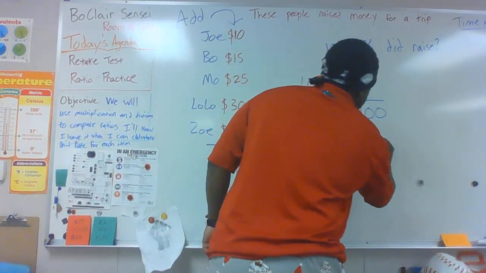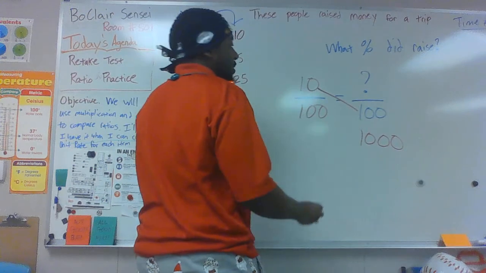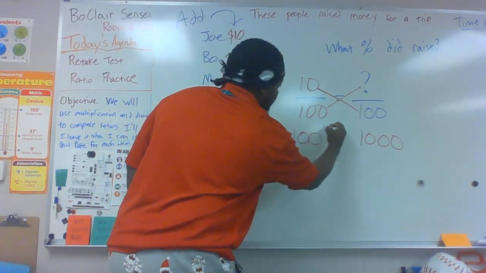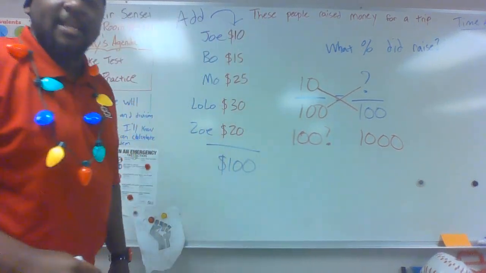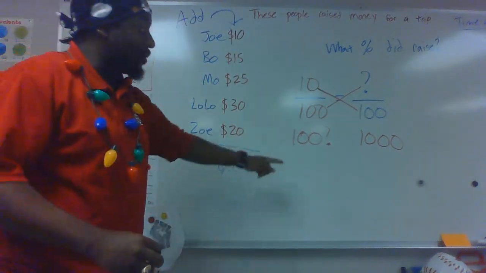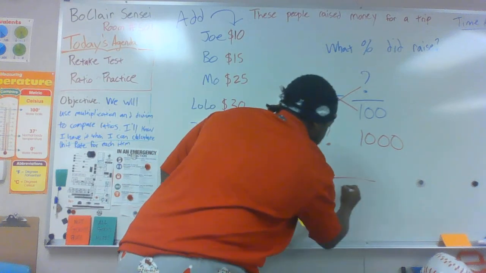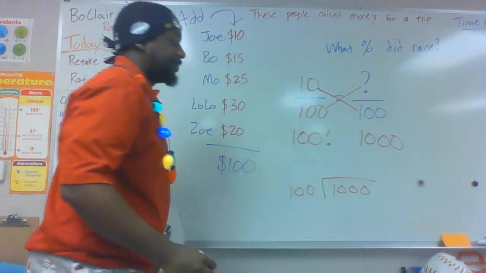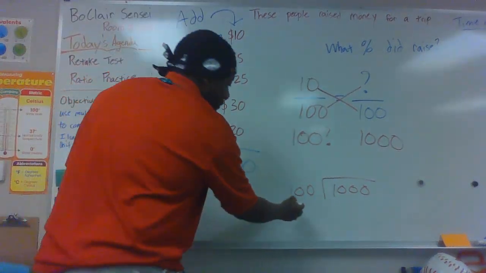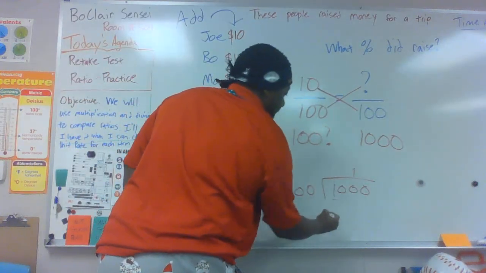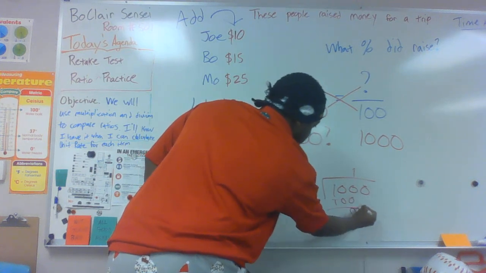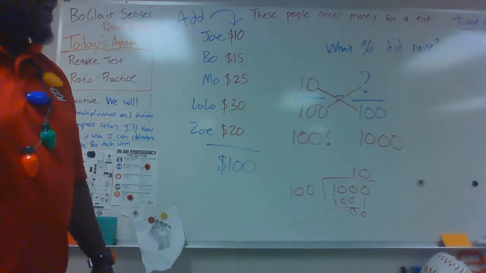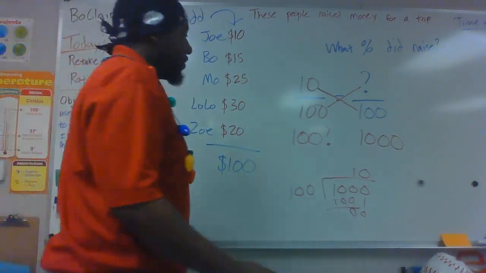10 times 100 is 1,000. 100 times the question mark gives me 100 question marks. My last step is to divide by the number in front of the question mark. So I should be doing 1,000 divided by 100. 100 goes into 100 one time. It goes into 0 times. So my answer for the first one would be 10%.